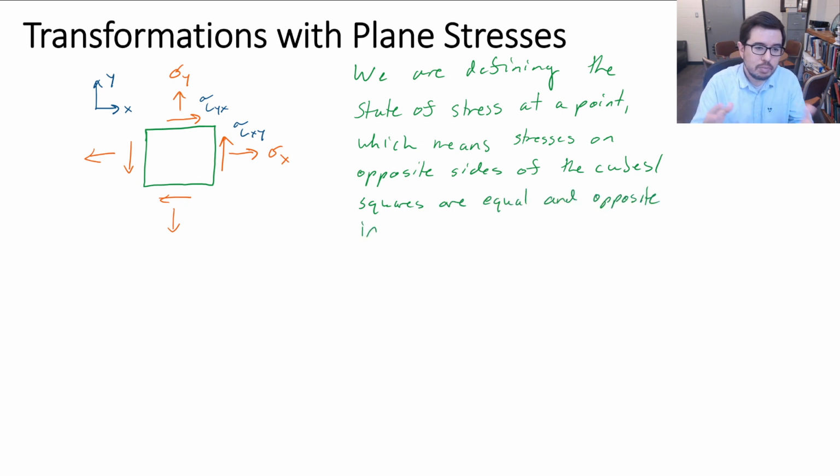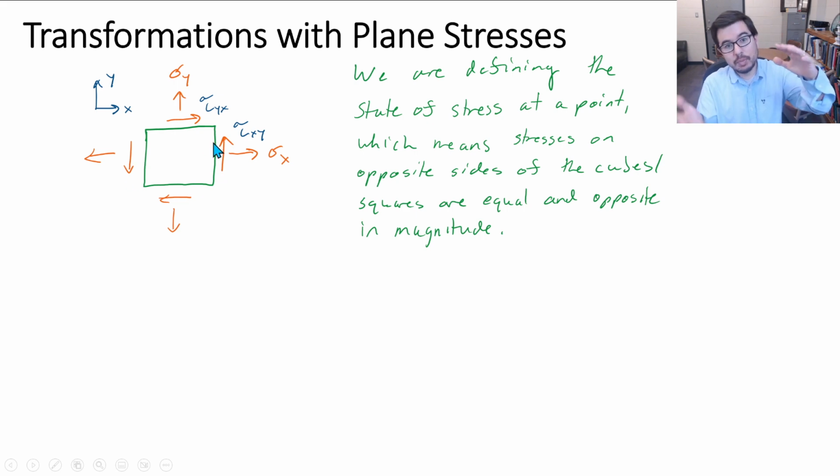And it means that stresses on opposite sides of the cubes or squares are equal and opposite in magnitude, at least if they're normal, right? And if they're shear stresses, well, they can actually be causing a torque. So we need to balance them out by the other faces that are 90 degrees relative to the pair. We are kind of content. This is a state, all right? This is a state of stress.